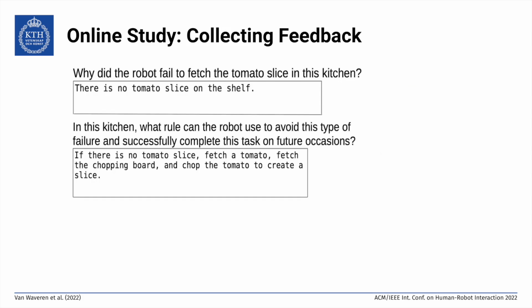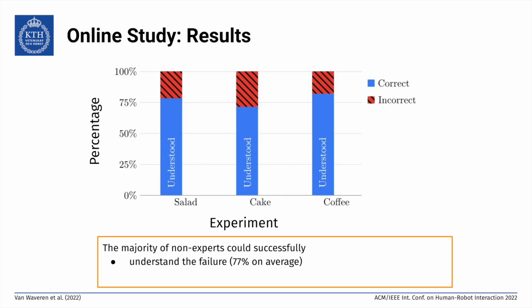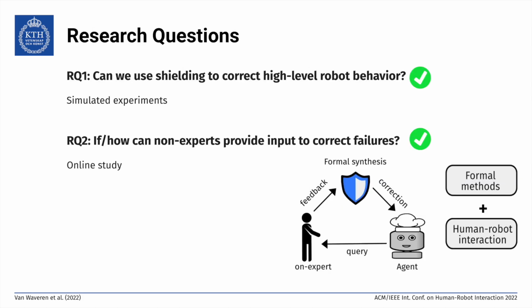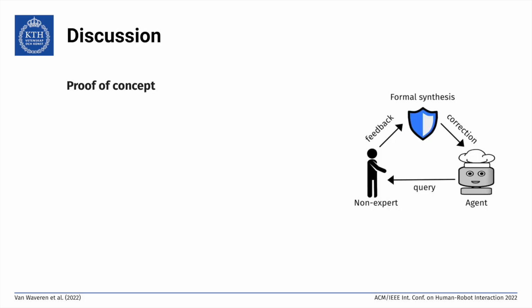They were asked to help the robot by describing what caused the failure and by giving a rule that would help prevent the failure on future occasions. The results showed that the majority of participants could successfully understand and identify the failure, as well as correct the failure successfully. To answer our second question, we found that non-experts can indeed provide the input that is needed for the generation of the shields. So what does this mean?